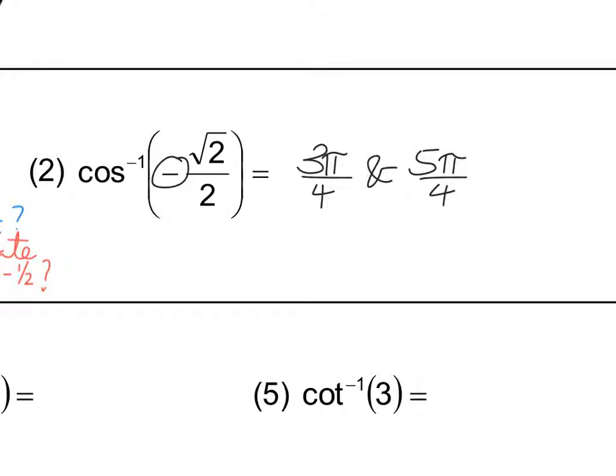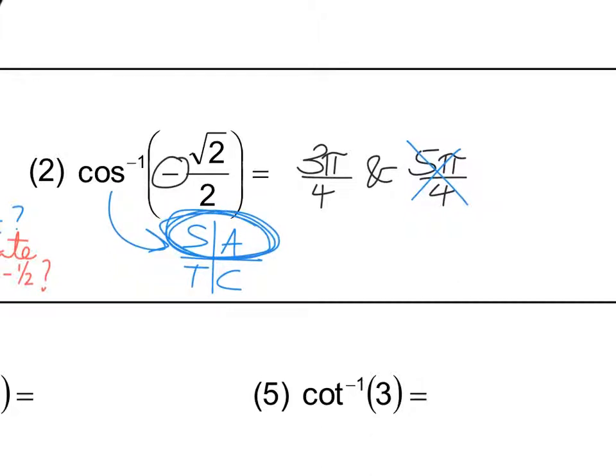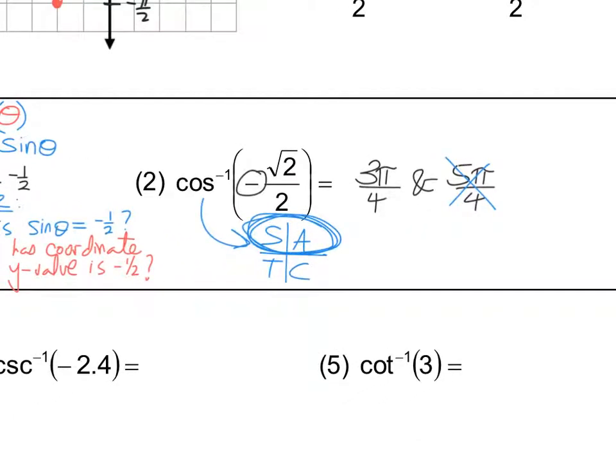So, again, domain range restrictions. One of these is bad. Which one? 5, because 5 pi over 4 falls in what quadrant? Third quadrant. The inverse cosine function is only in quadrants 1 and 2. All right, so we're only going with the 3 pi over 4.